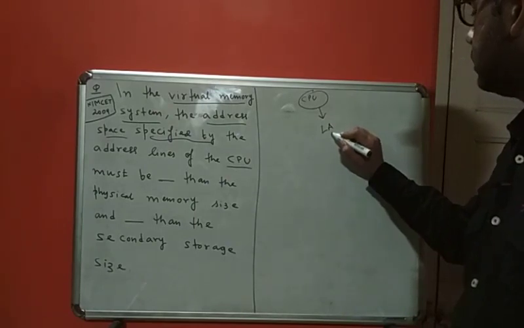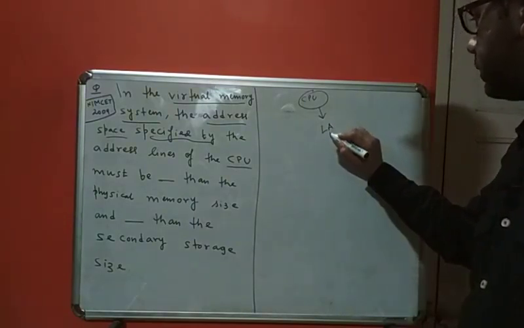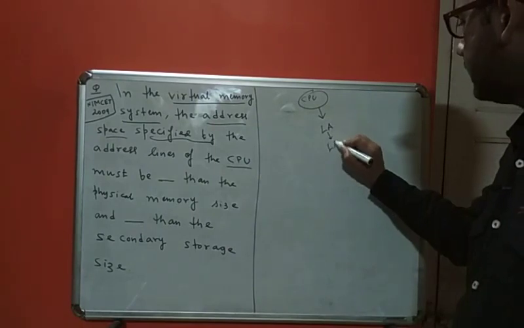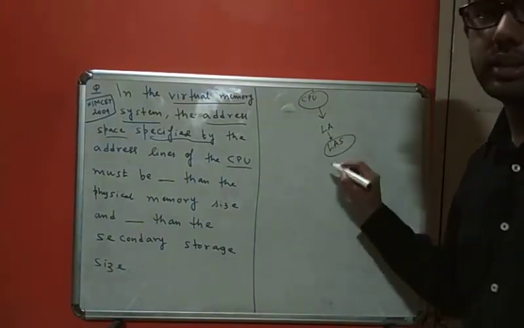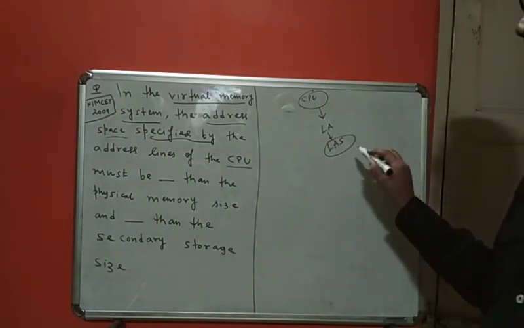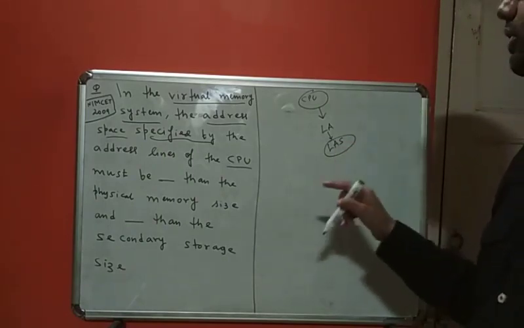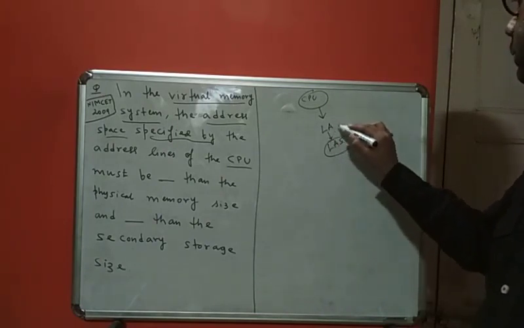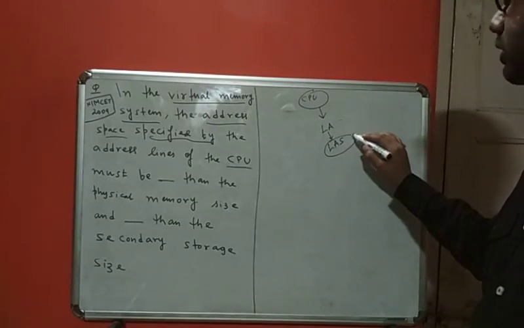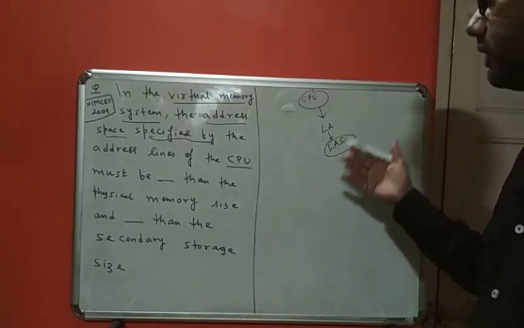Now, from the logical address, what we get is the logical address space. Now, what is this logical address space? This logical address space is nothing but the size of the process. So, the CPU will generate a logical address from which we can derive the logical address space, which is nothing but the size of the process.